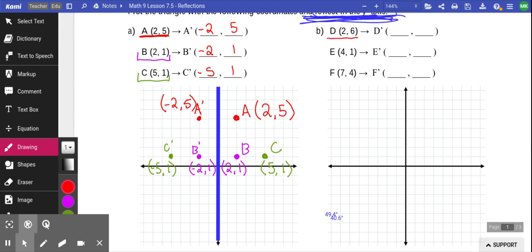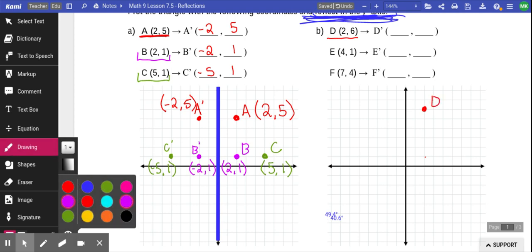So D was at 2, 6. 1, 2, 3, 4, 5, 6. D was right there. E was at 4, 1. So 4 to the right, 1, 2, 3, 4, and 1 up. That's E. And F was at 7, 4. So that's 7 to the right, 1, 2, 3, 4, 5, 6, 7, and then 4 up. 1, 2, 3, 4. That's F.